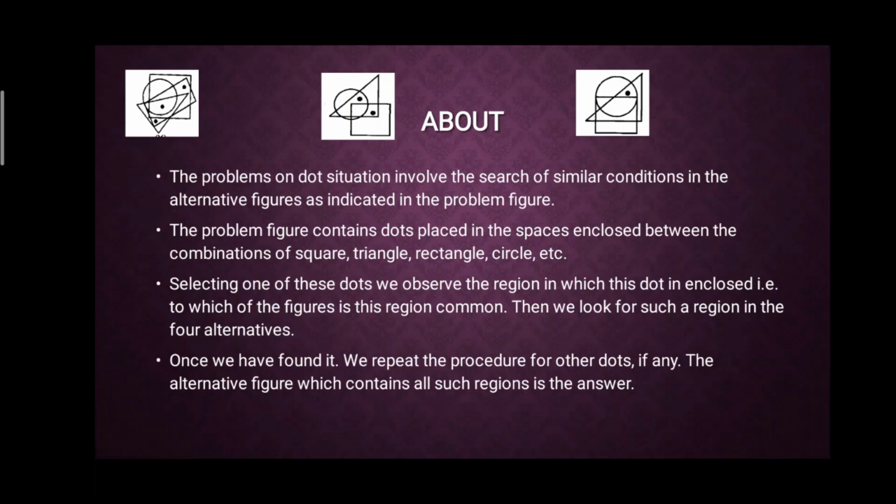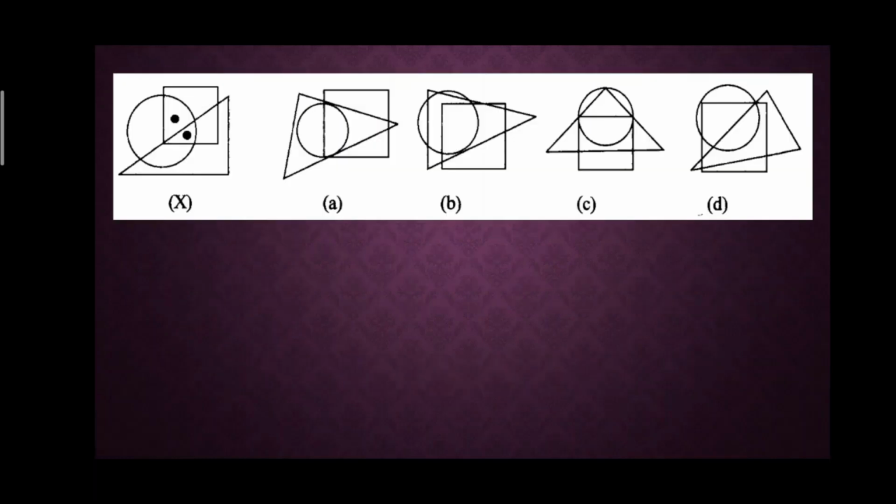Now, you will be given four alternatives to deal with these problems, and you will have to figure out one similar answer figure that is there in the options of the question. Now, let us understand this topic using some problem figures. In this question, X is the problem figure and A, B, C, D are the four alternatives given to you. It's a simple concept. You just have to visualize it.